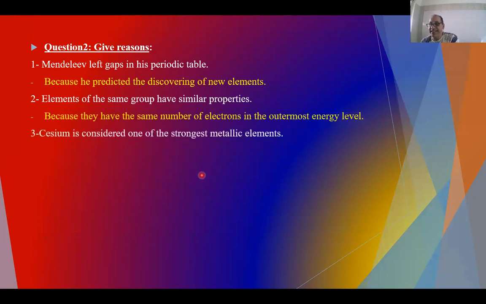Number 3, cesium is considered the strongest metal. This has a relation to atomic size. It is strongly metallic because it has the biggest, or largest, atomic size in the periodic table.